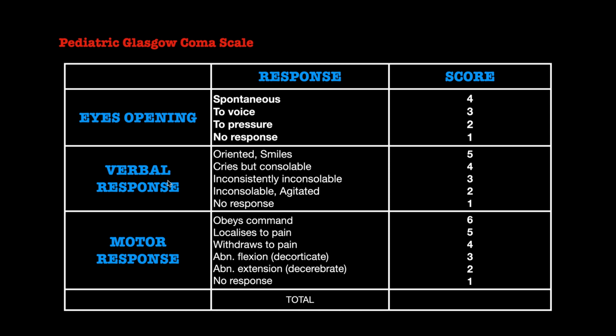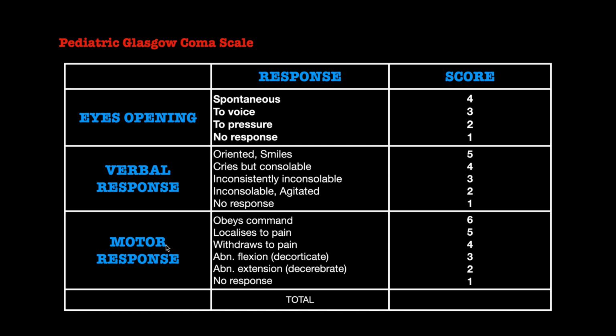Now, with the verbal response, if the child smiles at you or interacts with you, and also if the child is able to follow objects that you move around, it tells you that the child is oriented, and so you score the child 5. If the child cries but is consolable, you score the child 4. But if the child cries inconsistently and is inconsolable, you have to score the child 3. And if the child remains inconsolable and also agitated, you score the child 2. And if there is no verbal response at all, you score the child 1.